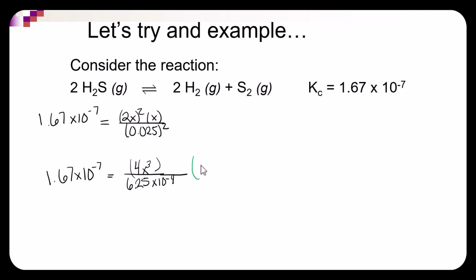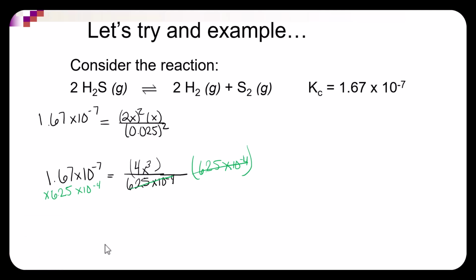So I'm going to multiply by 6.25 times 10 to the negative 4th. Cancels, cancels. Whatever I do to the right side, I also have to do to the left side. So we're also going to multiply by 6.25 times 10 to the negative 4th. So multiplying these two numbers together.